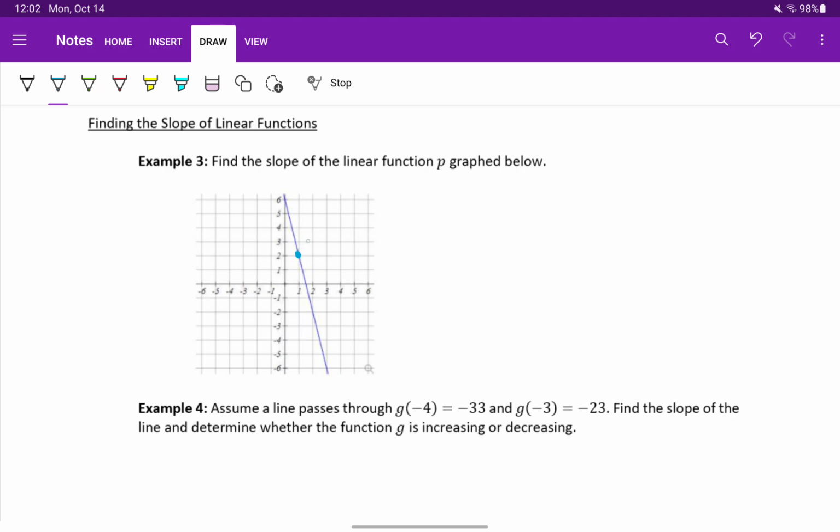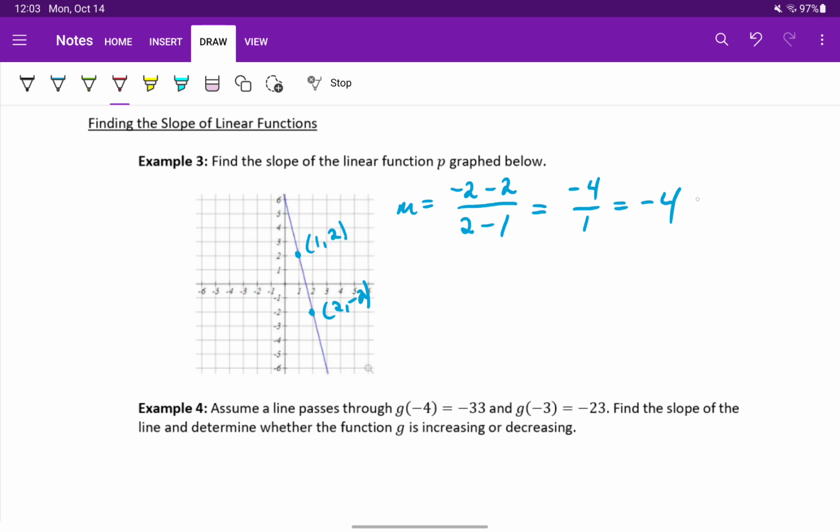So for instance, if we looked at the points (1, 2) and (2, -2), then we can use the slope equation where we take the difference of our y values, so -2 minus 2, divided by the difference of our x values, 2 minus 1, to get -4 over 1, or -4.